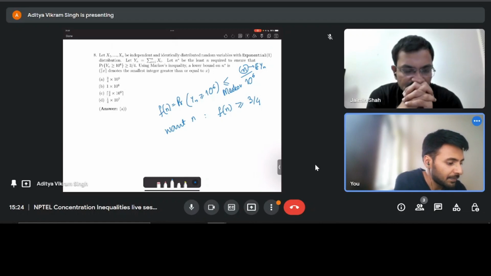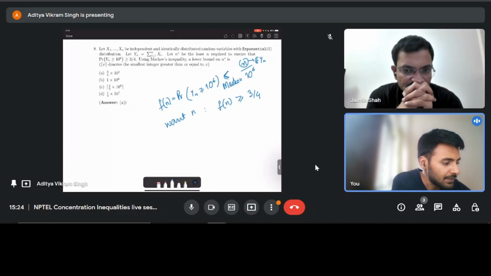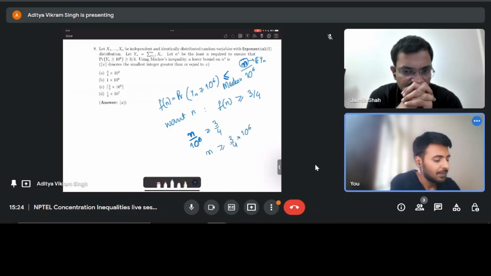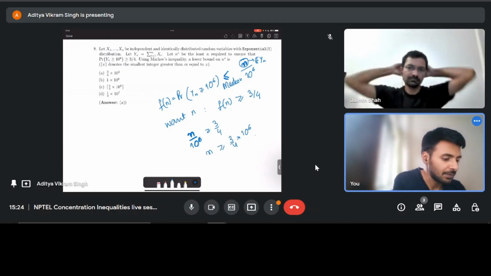This is what we discussed: your step size is less than this, n by 10^6. So you need at least some number of steps to reach 3/4. What is the maximum value you can reach after n steps? That is 10^6, and we want this to be greater than or equal to 3/4, and so n has to be greater than 3/4 times 10^6. So this is the inequality.